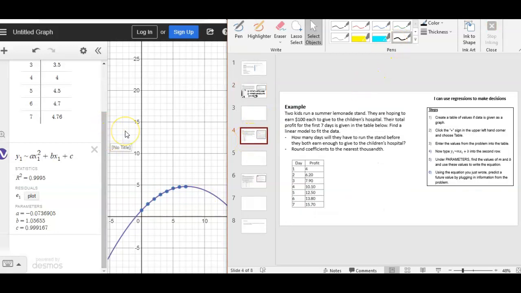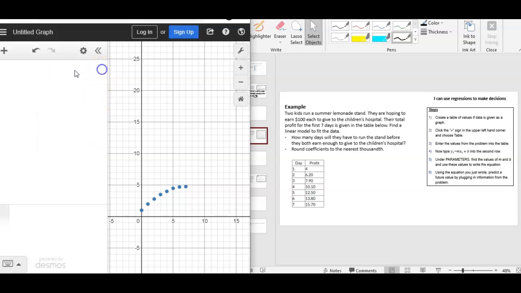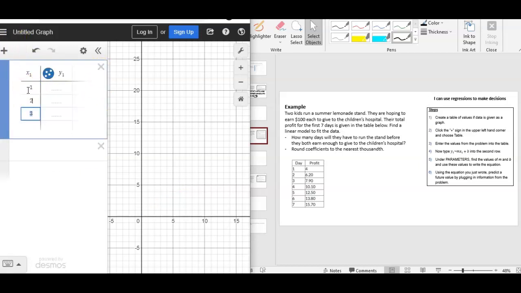Okay, so in this example, it says that 2 kids run a summer lemonade stand. They're hoping to earn $100 each to give to the children's hospital. Their total profit for the first 7 days is given in the table below. Find a linear model to fit the data. So let's go ahead and enter this in DESMOS and create our linear model. So we entered our X values, and then the profit is going to go into Y. So 6.2.